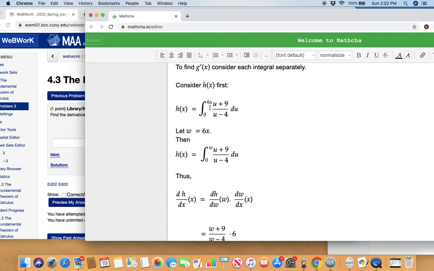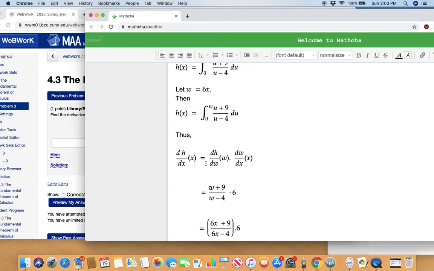h(x) is the integral from 0 to 6x. Now, let me use substitution. Let's call w to be 6x. If this had been x alone, we would have been done. Its derivative is the object inside. It is not simply x. So you have something else, 6x. Let's call it a new variable w. Then h(x) is the integral from 0 to w of the object inside.